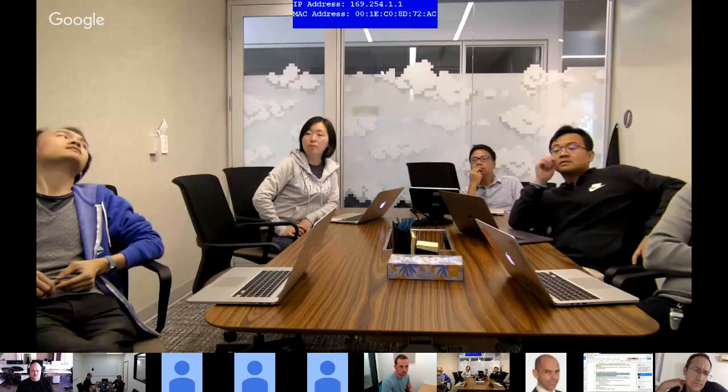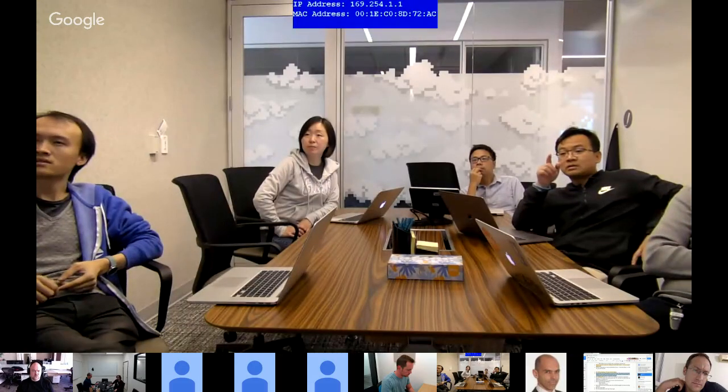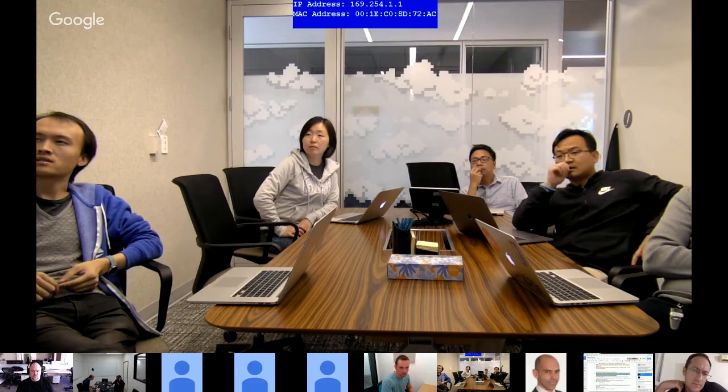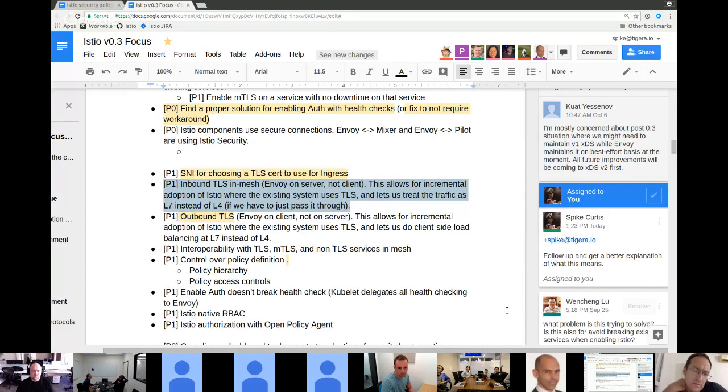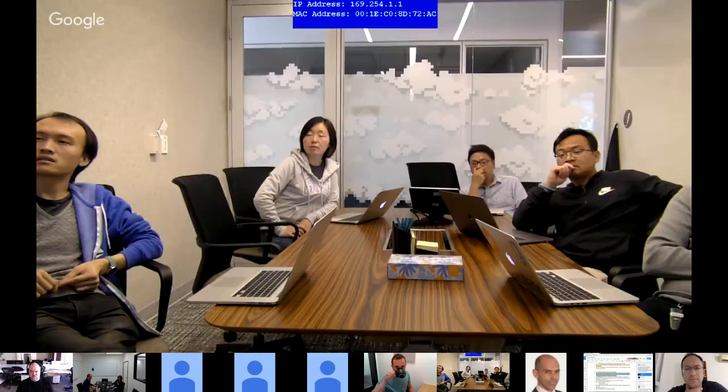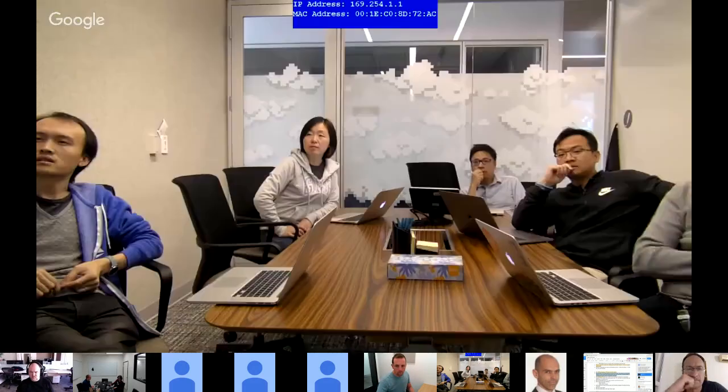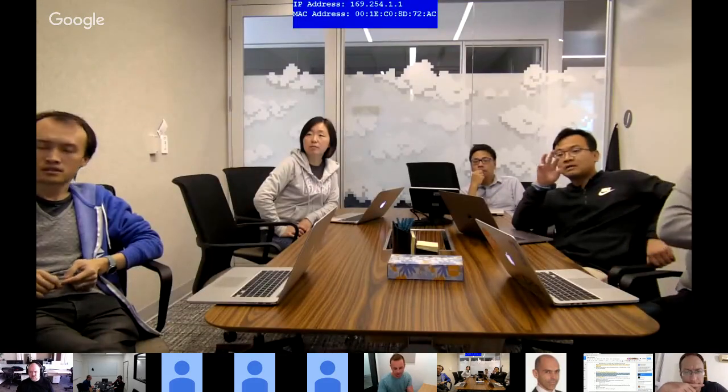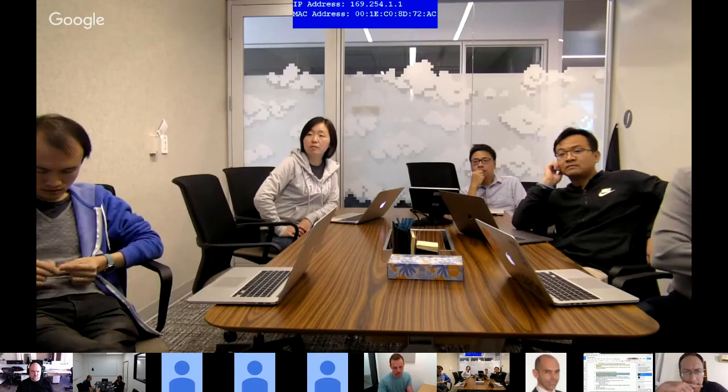Also, the last part is interesting. It keeps mentioning L7 instead of L4. I think what they mean by that is that we can actually see the traffic. Right, exactly, and log it and do authorization and all of those things. So that means TLS that we're initiating. Exactly. I think that probably applies to both of them.